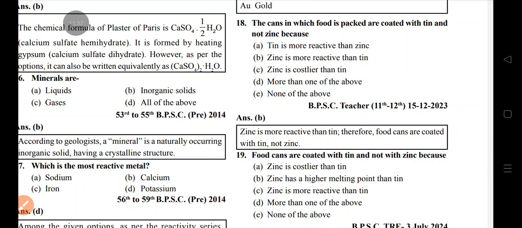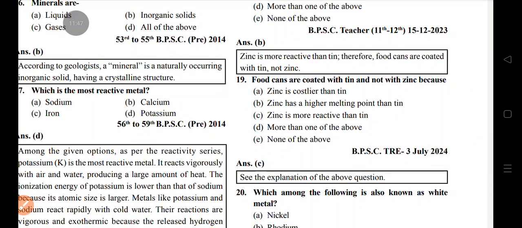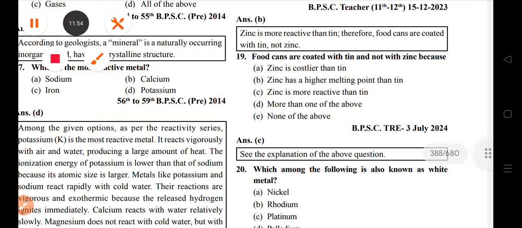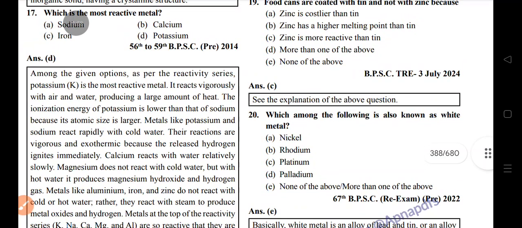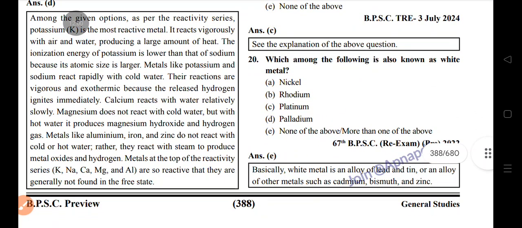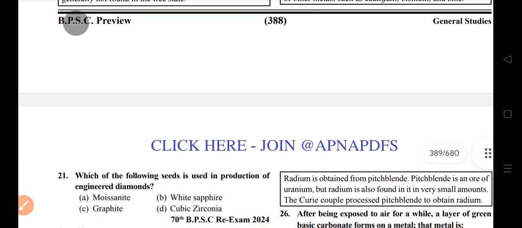The cans in which food is packed are coated with tin and not zinc, because zinc is more reactive than tin. Food cans are coated with tin and not with zinc because zinc is more reactive than tin. White metal: alloy of lead and tin, cadmium, bismuth and zinc.